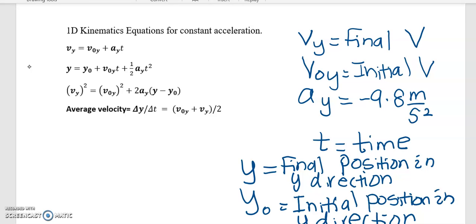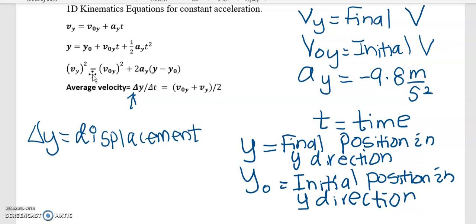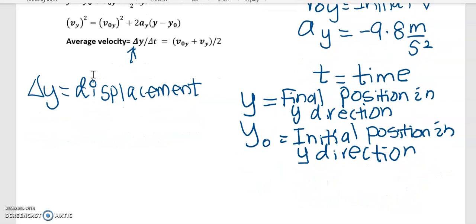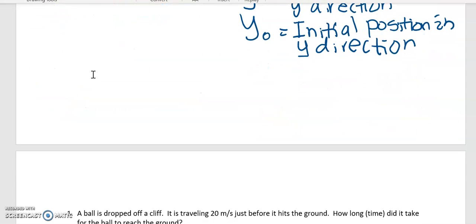It's equal to displacement in the y direction, delta y, divided by the time interval, which is equal to initial y velocity plus final y velocity, divided by 2. Okay, alrighty, so let's go to the next page and see the questions.